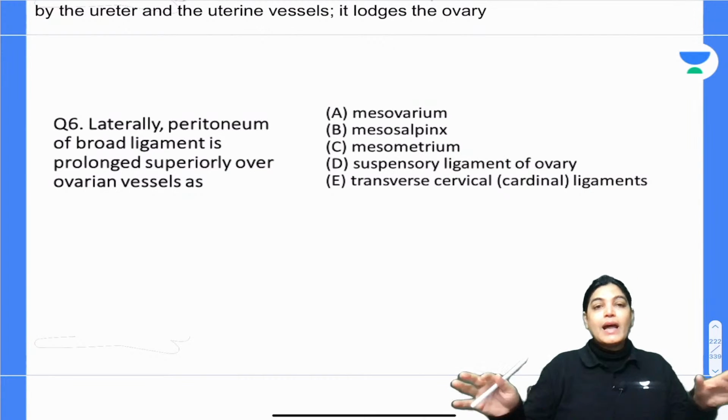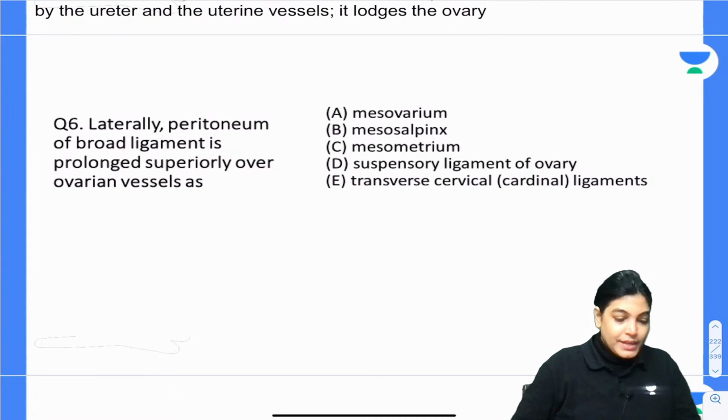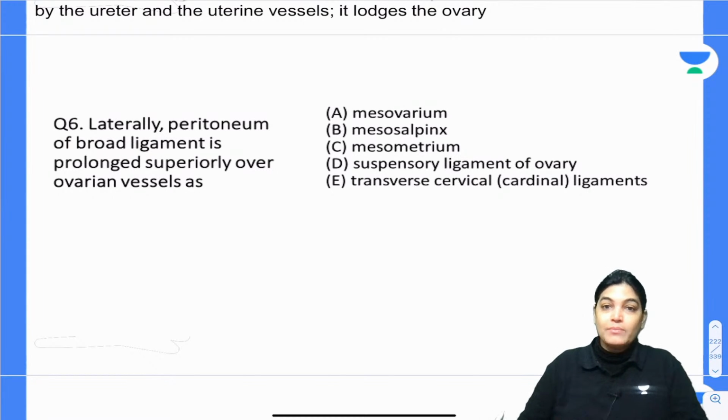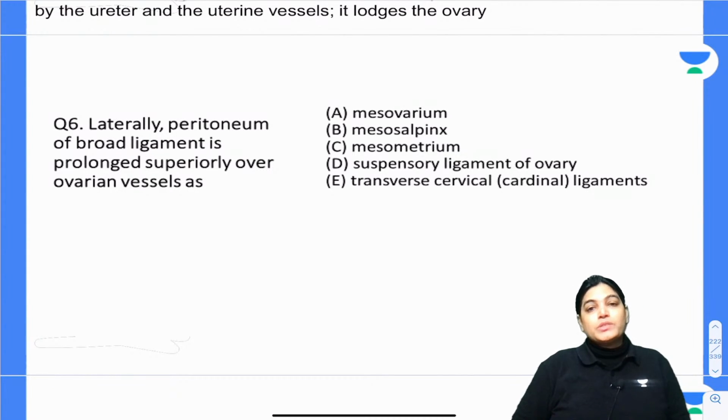What is the lateral extension of the broad ligament, which is prolonged superiorly over the ovarian vessels? What is the term or the ligament called? So five options are there. Mark the correct answer. Question number 6.